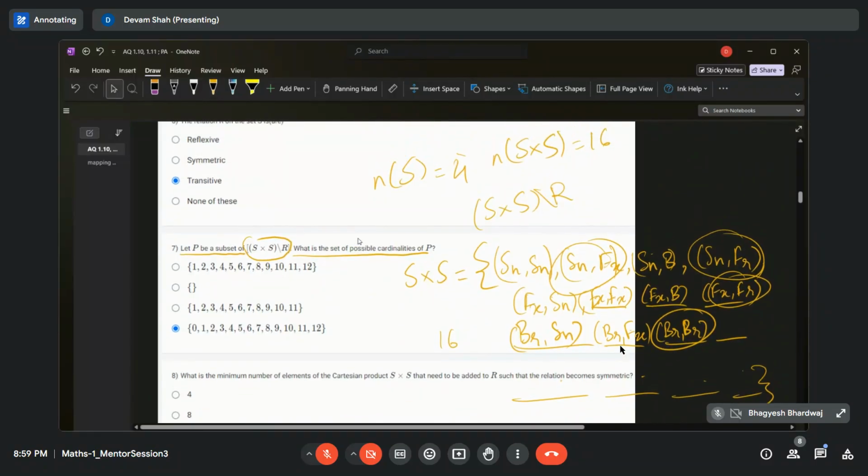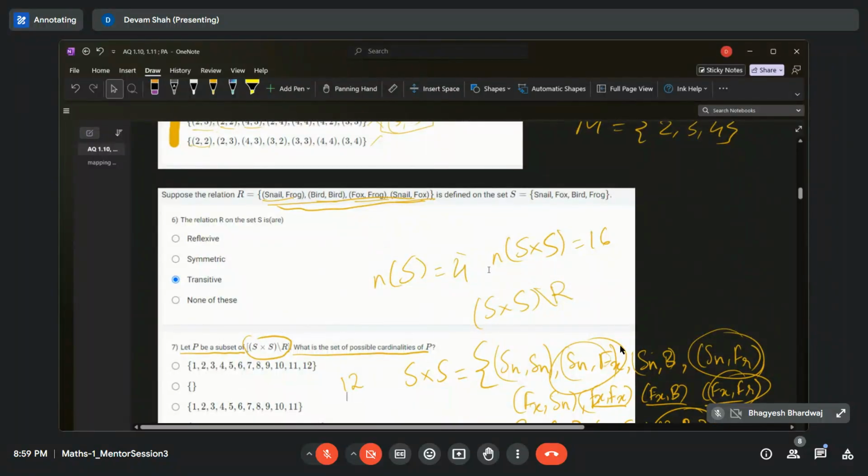So there are 12. Now what have they asked? We can just count it manually. Most of the time you have to count it manually. And here you could directly see that this is 16 elements and this is 4 elements, so you can directly do 16 minus 4, because you know R is a subset of this. You can directly subtract it, you will get 12. You did not need to do this.